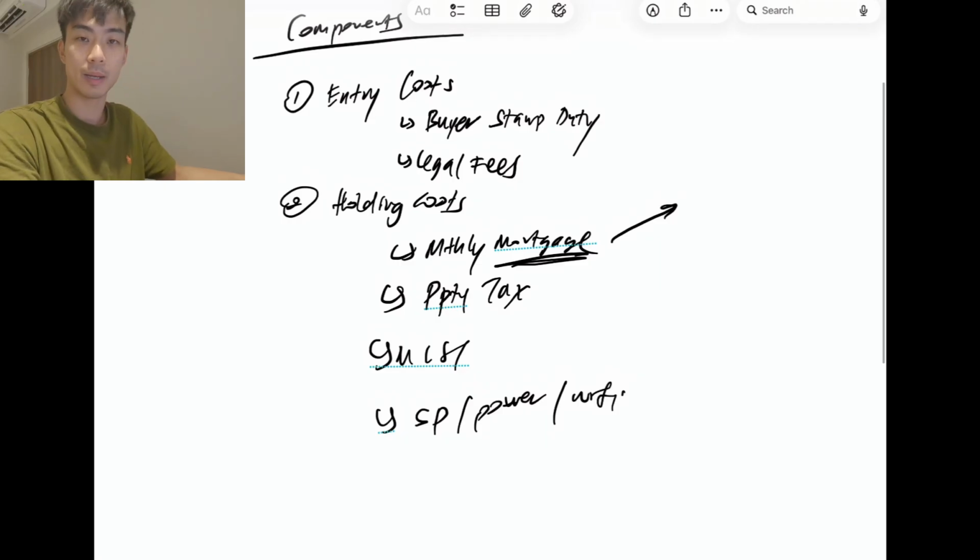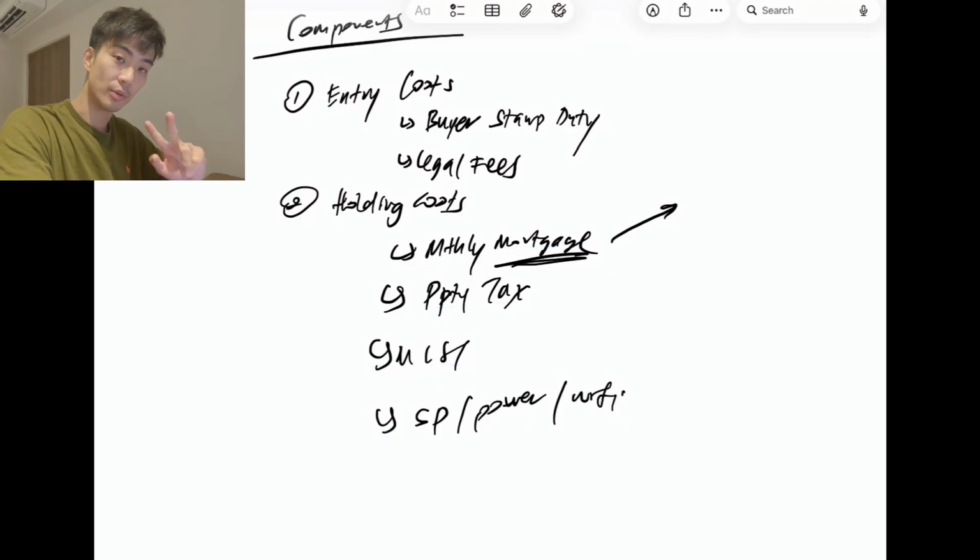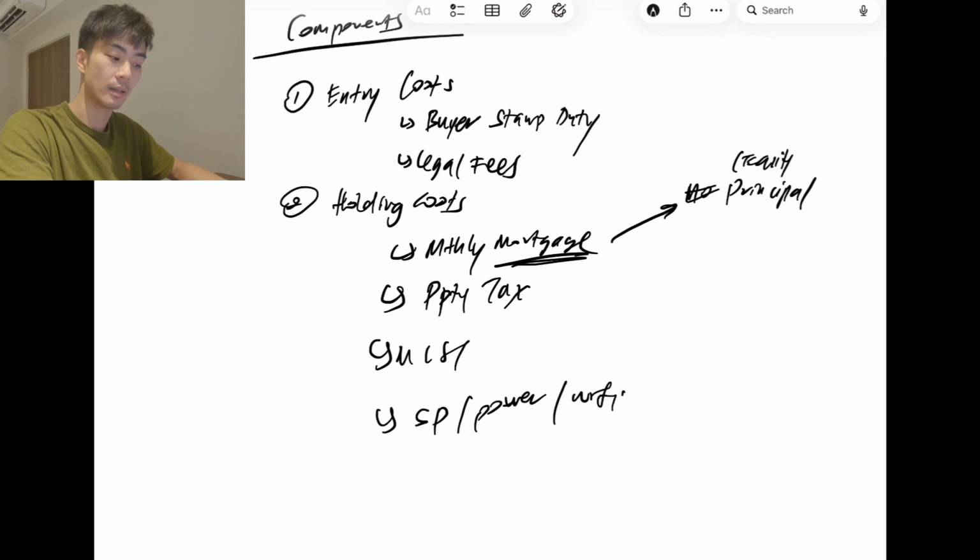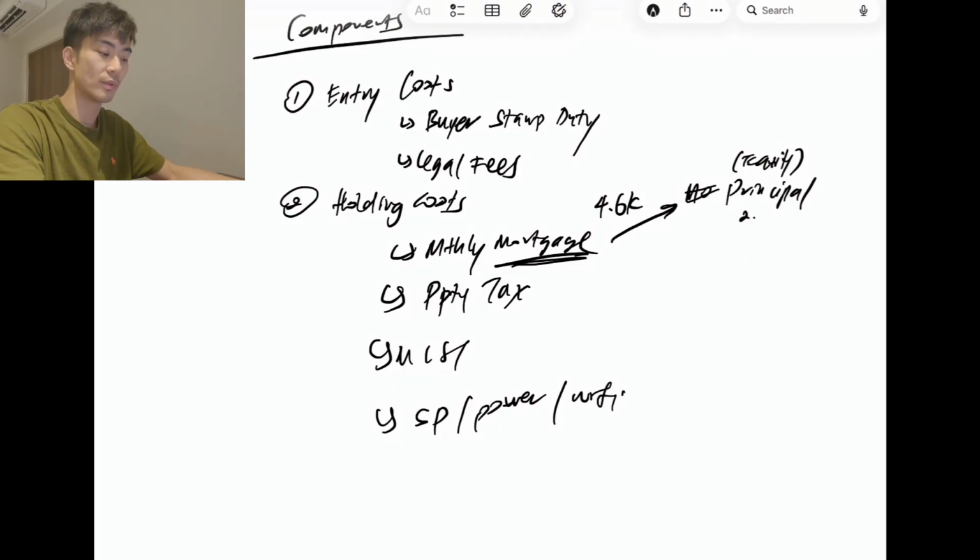This is the part where I think many people don't really get it. Some might, especially if you are a seasoned investor, but this goes to two components. The first is a contribution to your principal, which forms your equity. Assuming your monthly mortgage is 4.6k, just for instance, and for the sake of this video I put it at 50-50, your principal is 2.3k.